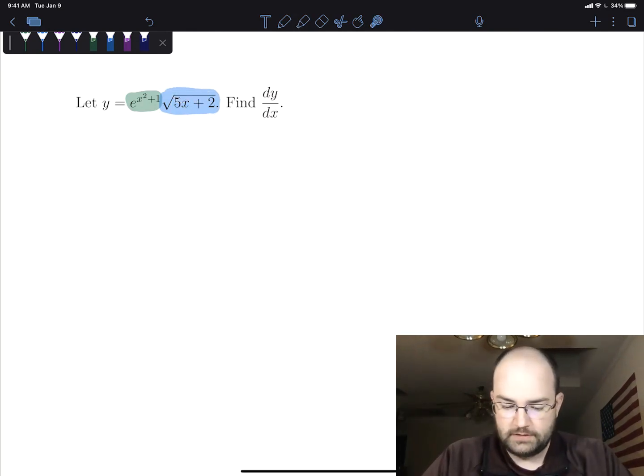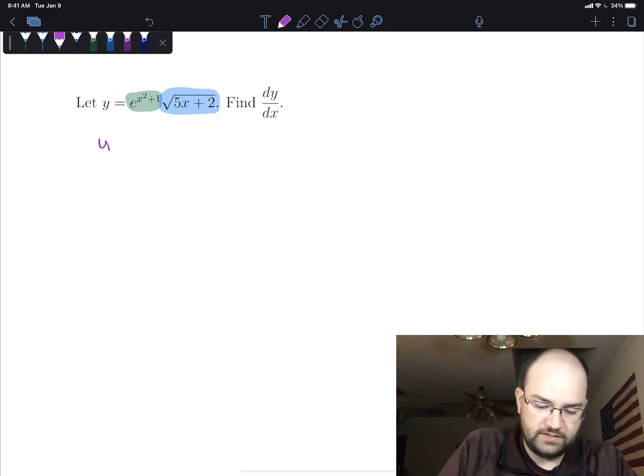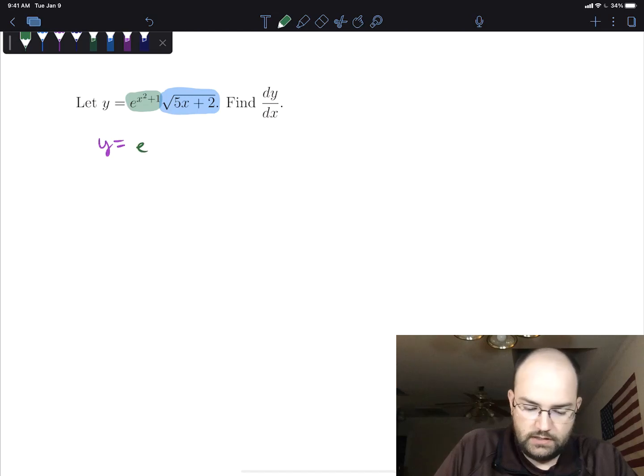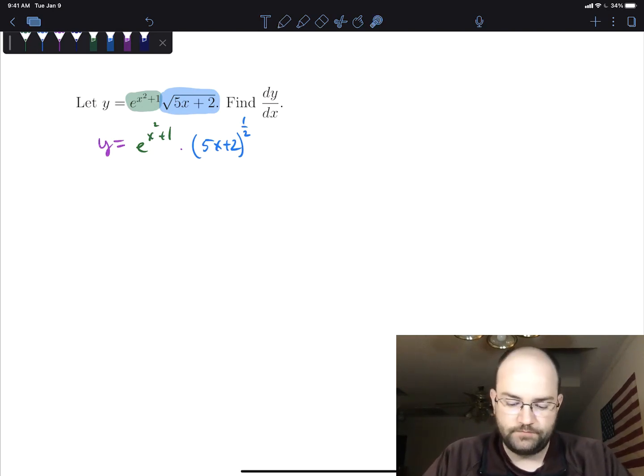Now, we can treat this like we would treat any exponential, and this radical we need to treat like we have the chain rule here, because we do. Now I'm going to go ahead and rewrite all of this. This is going to give me y is equal to e to the x squared plus 1, and then times, instead of the square root, I'm going to write it like this: 5x plus 2 all to the half power. So remember, when you have a radical, a square root, it's a half exponent.